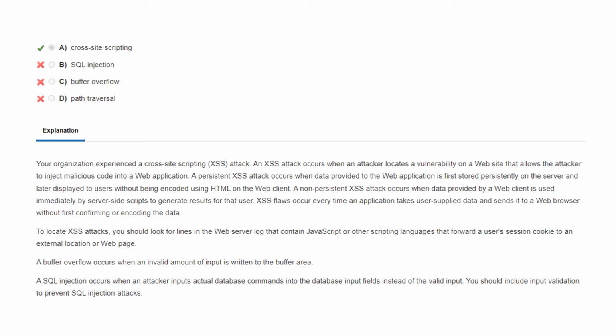To locate cross-site scripting attacks, you should look for lines in the web server log that contain JavaScript or other scripting languages that forward a user session cookie to an external location or a web page. A buffer overflow occurs when an invalid amount of input is written to the buffer area. A SQL injection occurs when an attacker inputs actual database commands into the database input field instead of the valid input. You should include input validation to prevent SQL injection attacks.